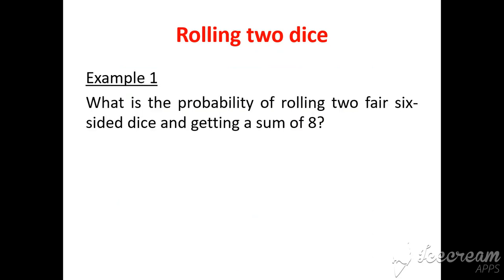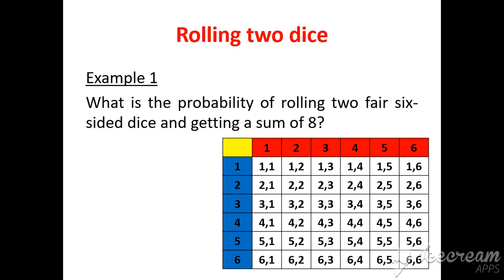All right, let's get into some theoretical probability type questions. So here's example 1. What's the probability of rolling two fair six-sided dice and getting a sum of 8? So I'm going to bring up my sample space. And when we talk about a sum of 8, sum means to add up. So we want all the outcomes that add up to 8. Well, here they are here.